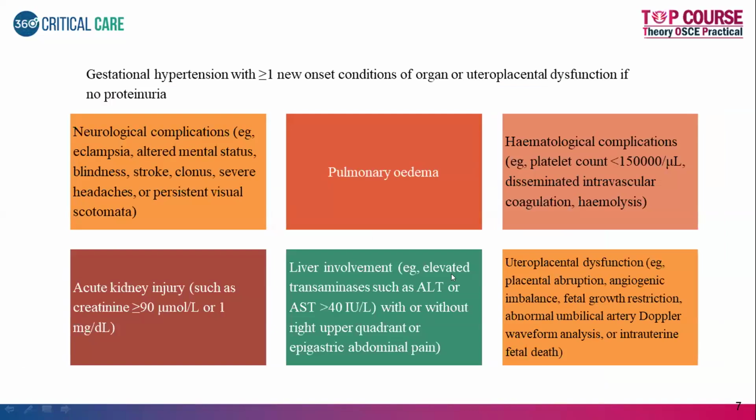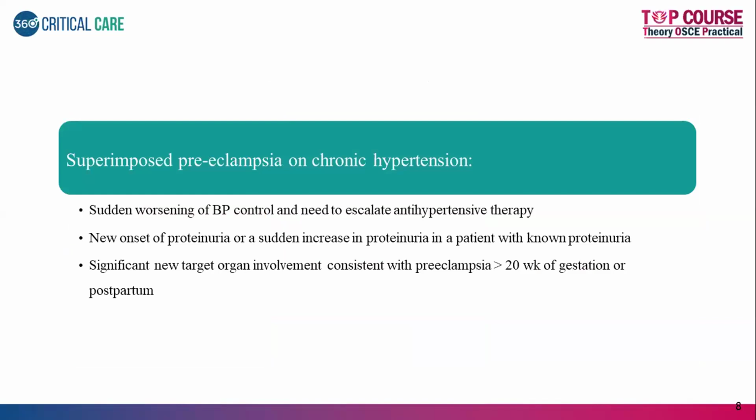Second, respiratory: pulmonary edema. Third, hematological: your HELLP syndrome or any DIC. Fourth, kidney: AKI. Fifth, liver involvement in the form of elevated aminotransferases or right upper quadrant or epigastric pain. And the last one is related to the fetus, that is the uteroplacental insufficiency. Okay, if any one of these is present, then it is severe preeclampsia, with end organ involvement. So that is about your preeclampsia.